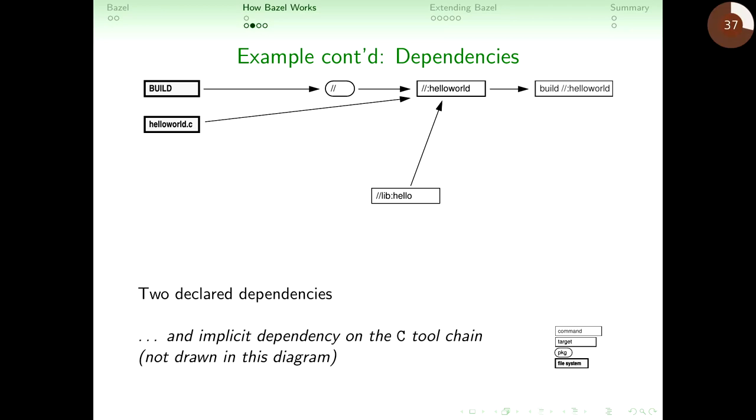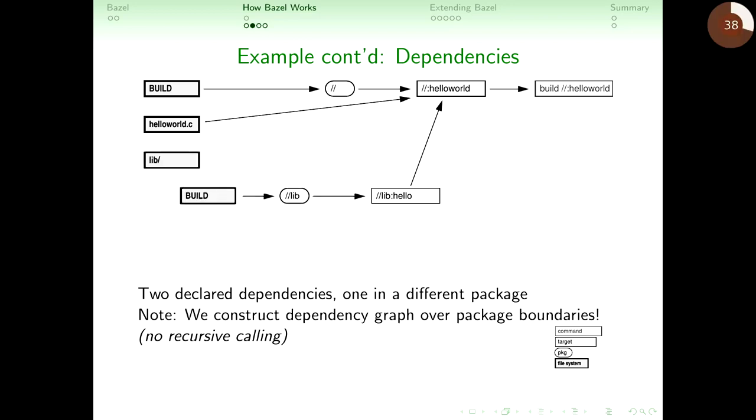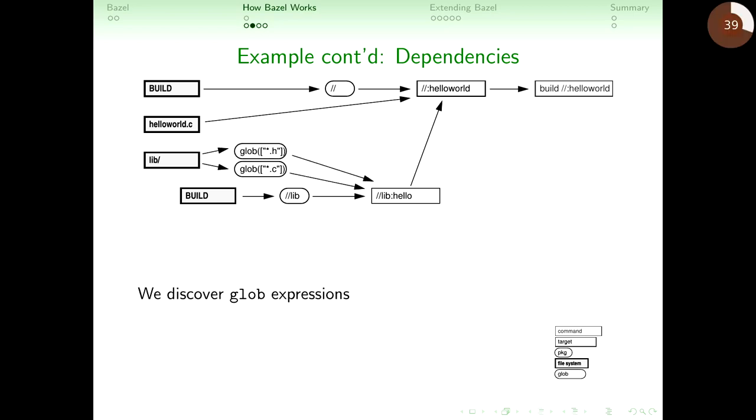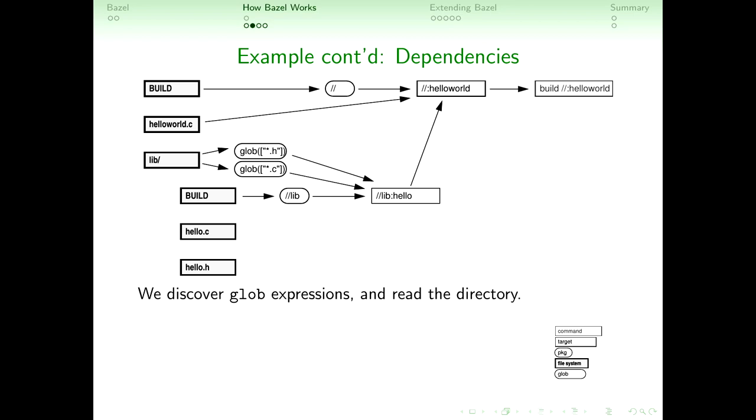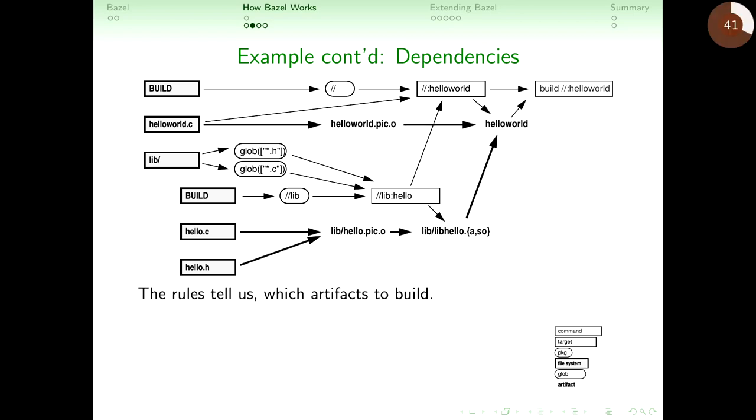And actually, again, there's an implicit dependency on the toolchain. So if you change the specification of which tools you want to use, you notice that this target is outdated and you have to rebuild it again, but I didn't draw it in the diagram. So again, with the same process, you don't do any recursive calling. You just look at the next package mentioned, which is the lib subdirectory, and you look at the build file there. There you find as dependencies the glob, so you look at the content of the directory, find the corresponding matching files. Now you discovered all the things you need for your build, and then you construct the action graph.